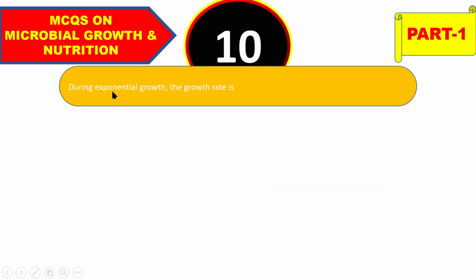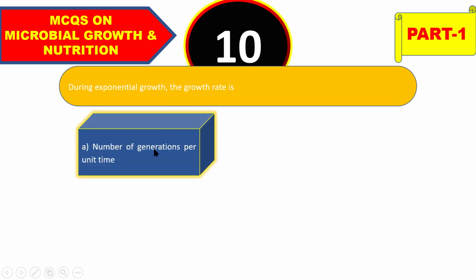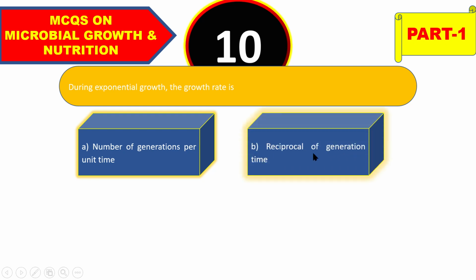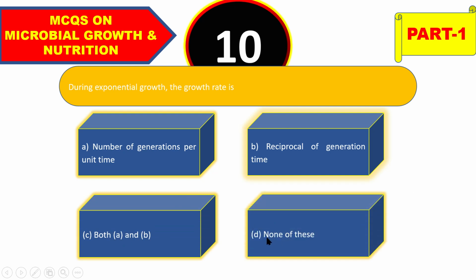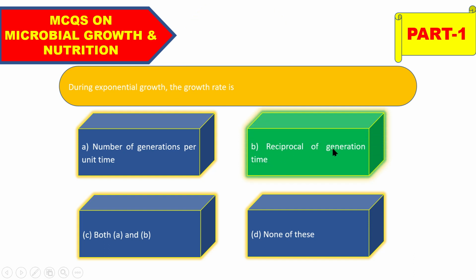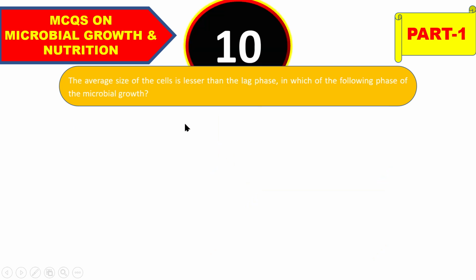Next is during exponential growth, the growth rate is number of generations per unit time, reciprocal of generation time, both A and B, and none of the above. And the right answer about the exponential growth, the growth rate is reciprocal of generation time.